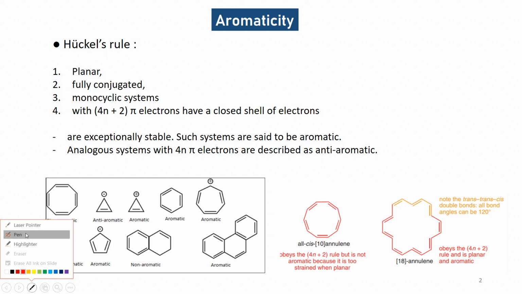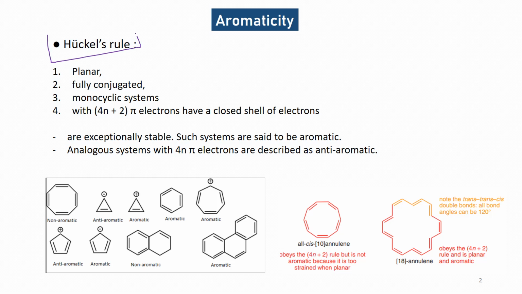So in the very first class we started with aromaticity. So which are aromatic compounds? The compounds following these 4 rules stated by Huckel are called aromatic compounds. First one is planar, second fully conjugated, third monocyclic system, and the fourth is 4n plus 2 pi electronic system.